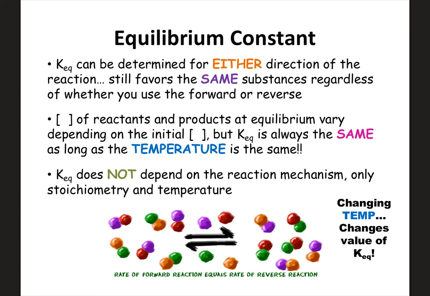The concentration of your reactants and products at equilibrium will vary depending on initial concentration, but the key is KEQ will always be the same as long as you don't change the temperature. You could change the concentration of the reactants and products at equilibrium, depending on what your initial concentrations were, but that's not going to change the value of KEQ here. If you change the temperature, you will change the value of KEQ. KEQ also does not depend on the overall mechanism of the reaction, so how you get there is not necessarily important. It depends on stoich and temperature though.